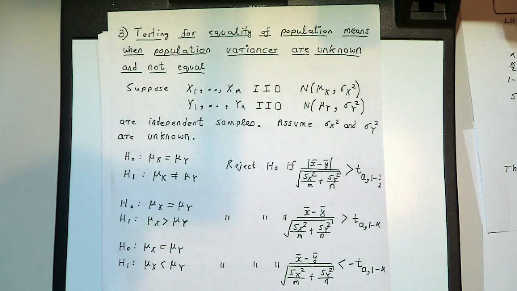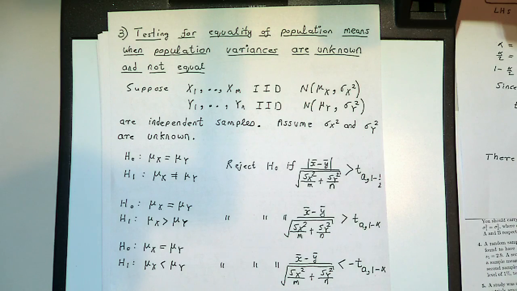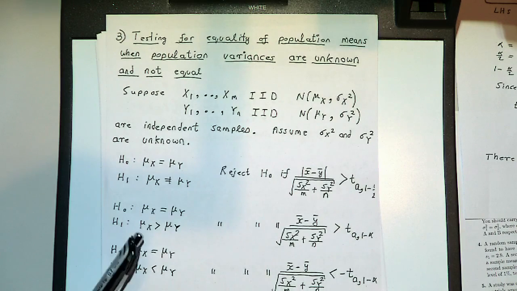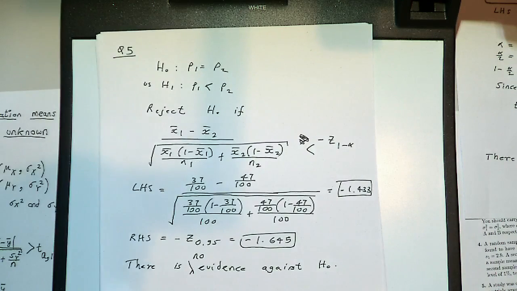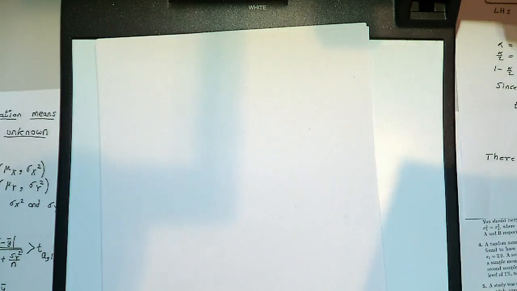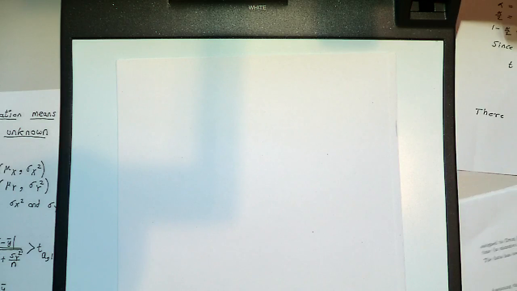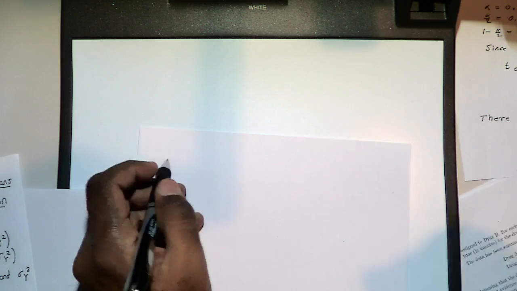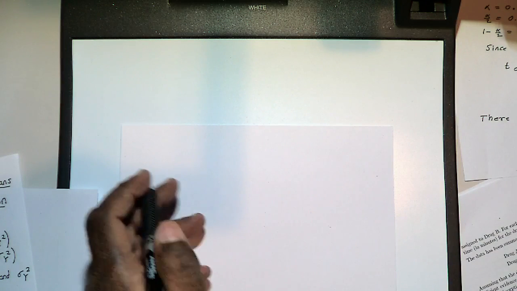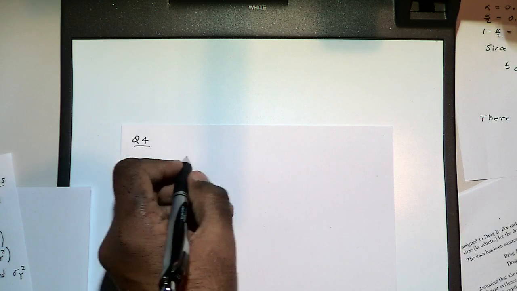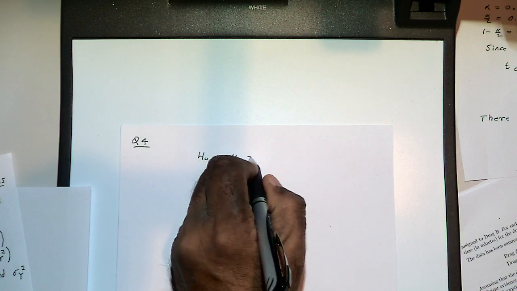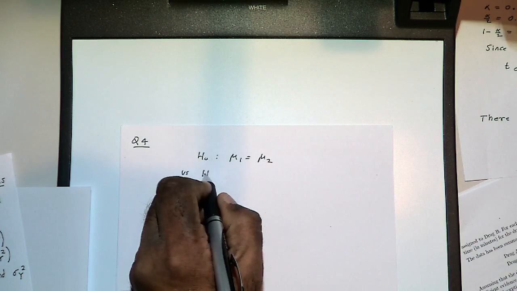All right, guys, let's see how we can do question number 4. Before that, let me ask you, which of the 3 tests should be used? Is it this one, or this one, or this one? First one, yeah, exactly. So this is question number 4. We are trying to test the hypothesis that the two population means are equal versus the alternative that they are not equal, right?